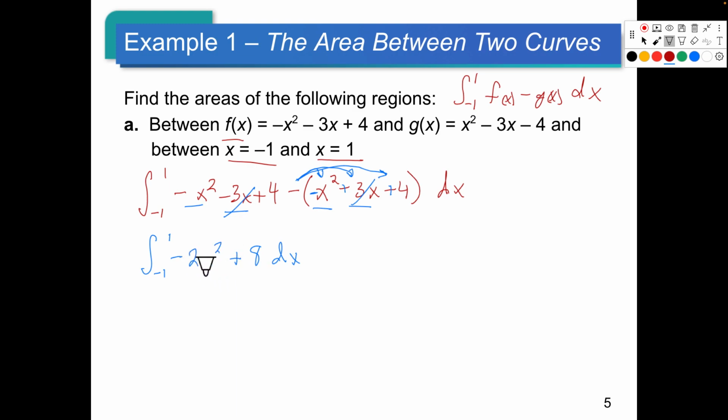So negative 2x squared is going to become negative 2x to the third divided by 3, right? Add 1 to the exponent and divide by that new exponent. That's integration. 8, when we integrate that, remember that's sort of like 8x to the 0. So when you add 1 to 0, you get x to the first power. This is 8x. We don't do the plus c. Instead, we say, here's our limits, our boundaries. We're going to go from -1 to 1. And what that tells us to do is the first step is to plug in positive 1.